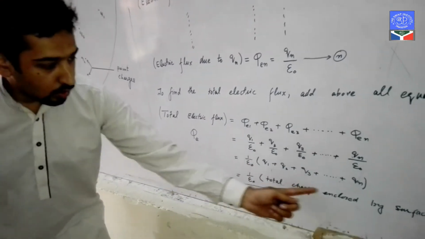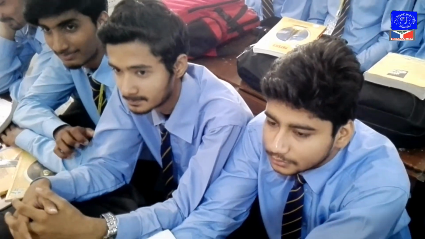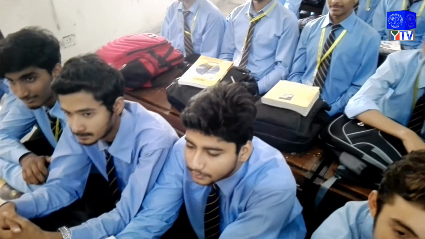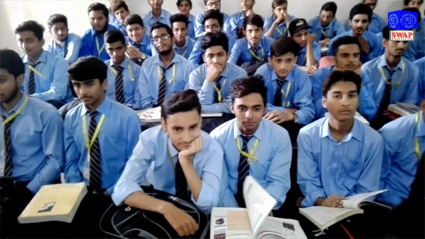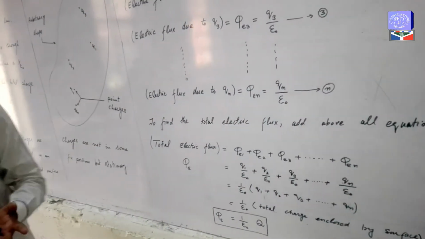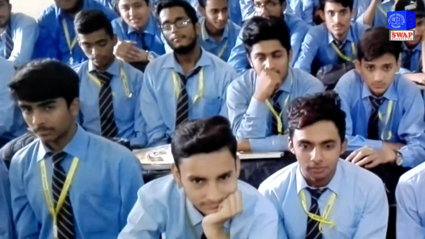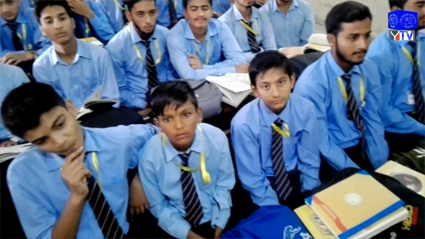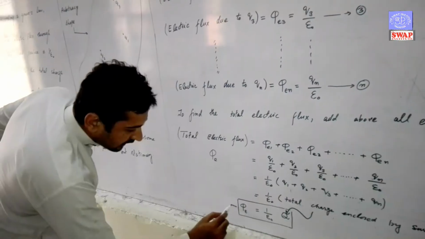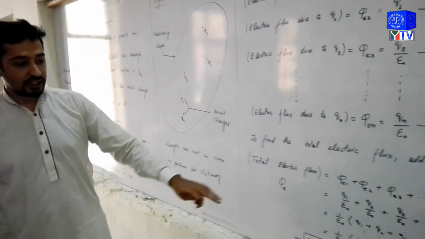These are all the charges inside the arbitrarily shaped enclosed surface. This is the total charge. Basically this is the total charge enclosed by the closed surface, so it can be represented as Q. This is Gauss's law. This is the statement of Gauss's law.